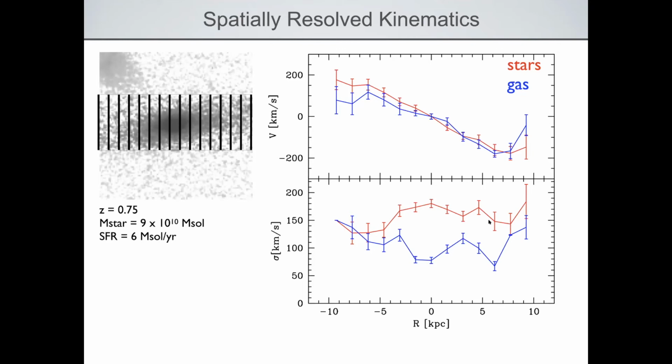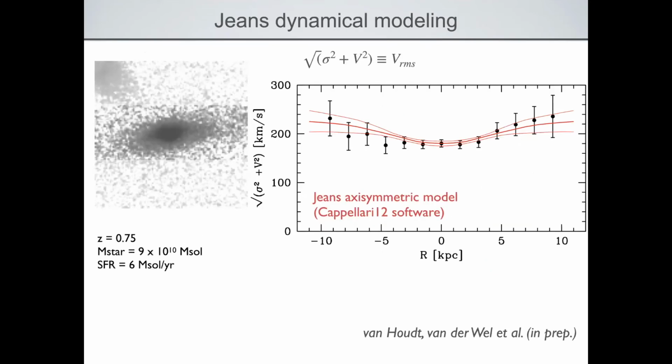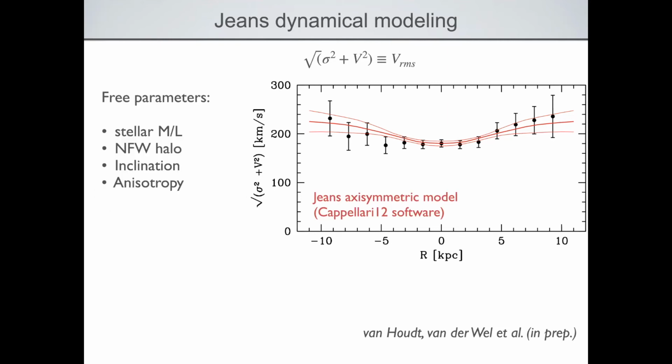Okay, so it's the first time we can do this stellar kinematics. It's the first time we can build stellar dynamical models for a large sample of galaxies at high redshift. And what we do is we combine the velocity dispersion and the velocity into a VRMS, and to that radial distribution we fit a Jeans axisymmetric model. The ingredients in that model are the stellar mass-to-light ratio. We have an NFW halo. We fit for inclination and anisotropy as well as we can. It's basically marginalizing over the priors. And what we get is a mass and a velocity structure, a V over sigma.